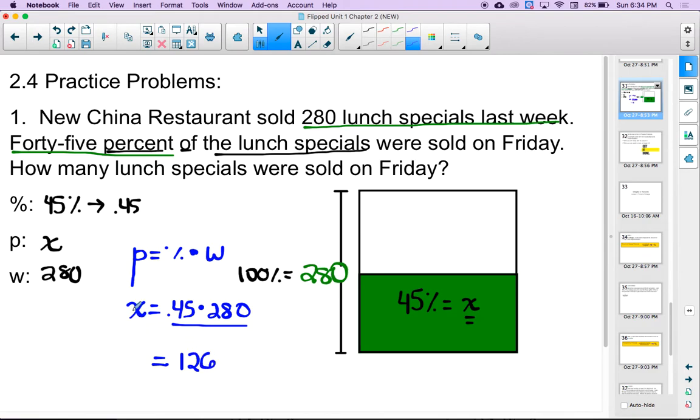Remember, bring down the x. It's already isolated. We did not have to do any division here. We just had to finish up the math on the right-hand side. It was pretty quick for us. So 126 is that number of lunch specials sold on Friday. 126. Okay? This is really, really easy.